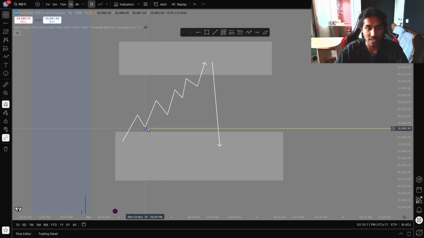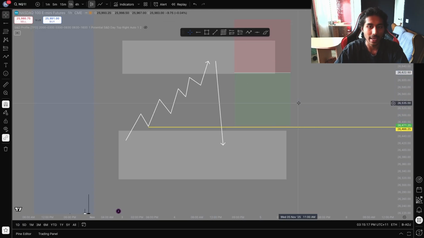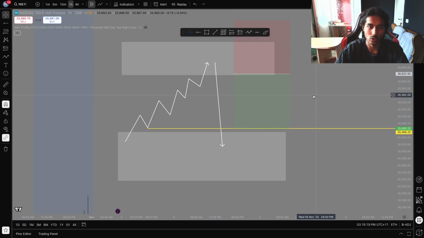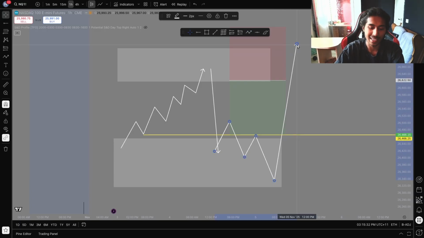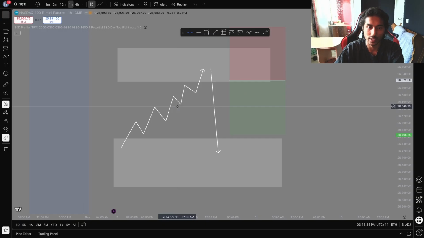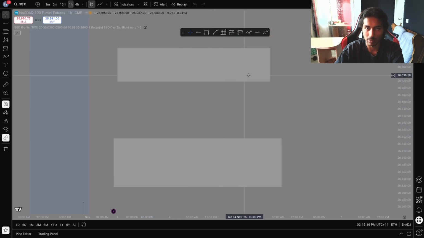Now, this could be session draw on liquidity. So when I'm going short after confirmations, what am I doing? I'm targeting this draw on liquidity right here. As soon as that happens, the market could go lower, or it could do that. I don't really care. All I care about is getting in and out and taking this draw on liquidity. So that is very important.